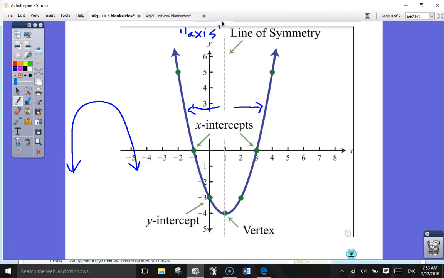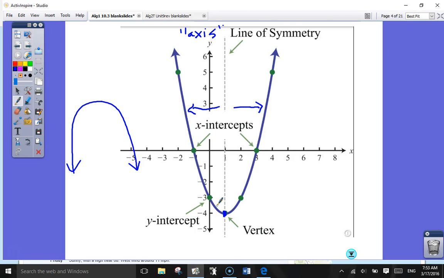Okay. The point right there at the bottom is called the vertex. And of course, like any graph, it can have x-intercepts and y-intercepts. If you notice this one in particular, you can see the y-intercept. Jonathan, pay attention. You could see the y-intercept, and you could see that it had two x-intercepts.